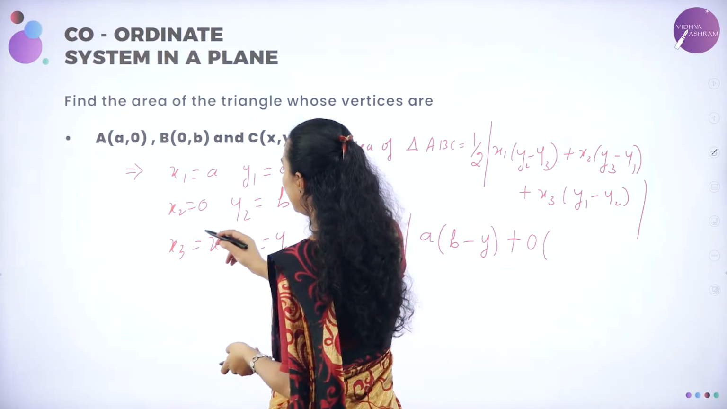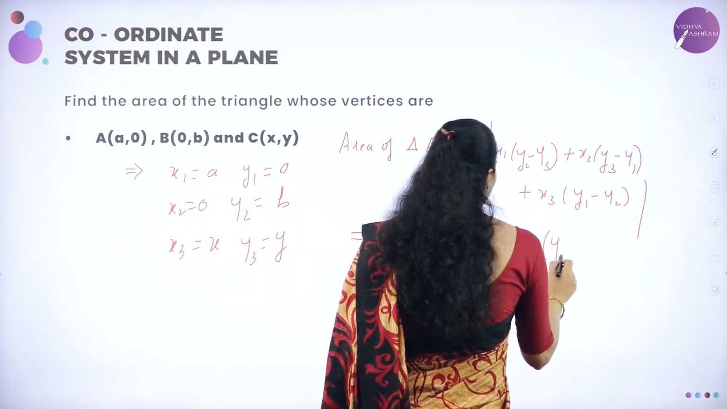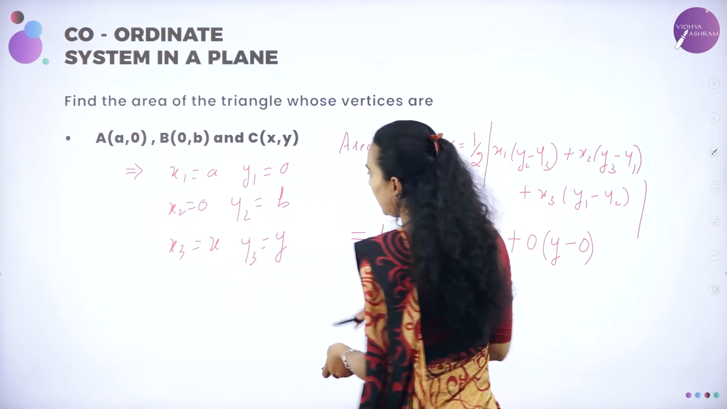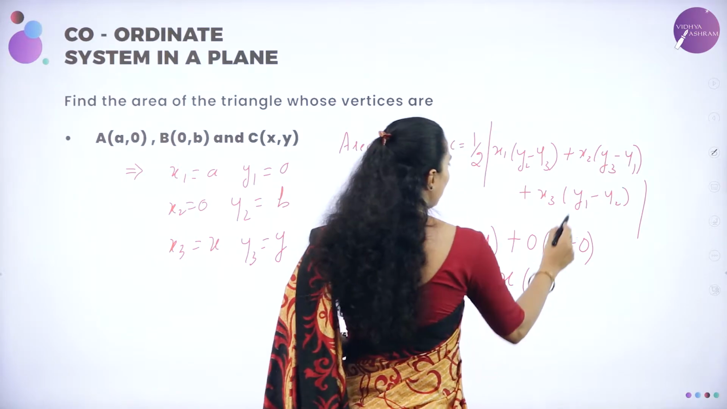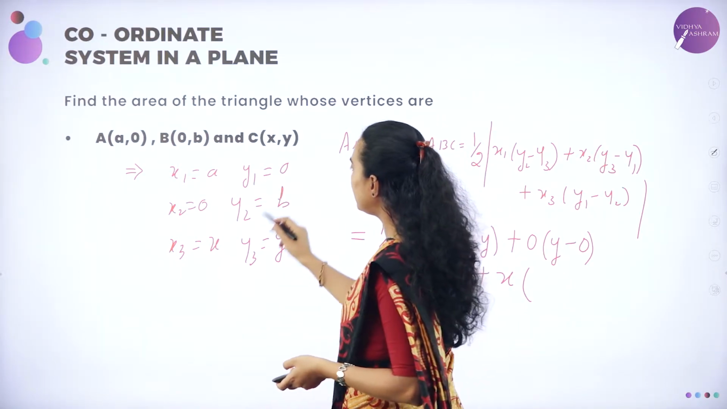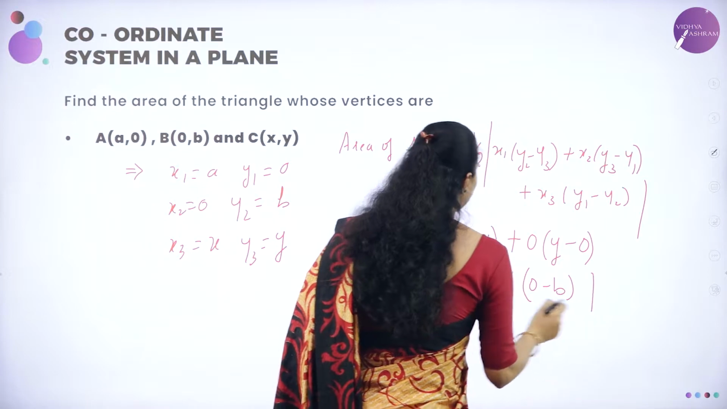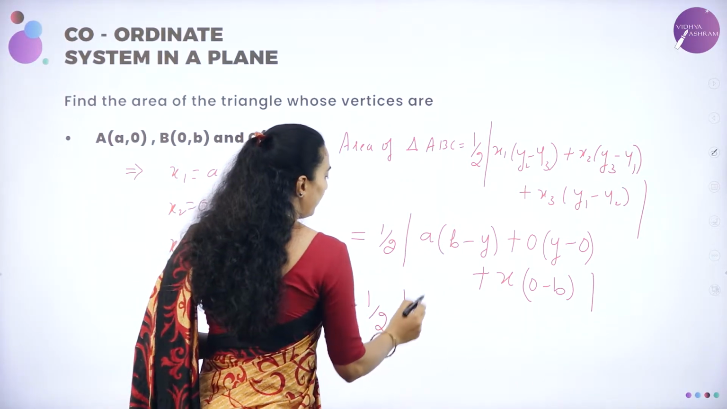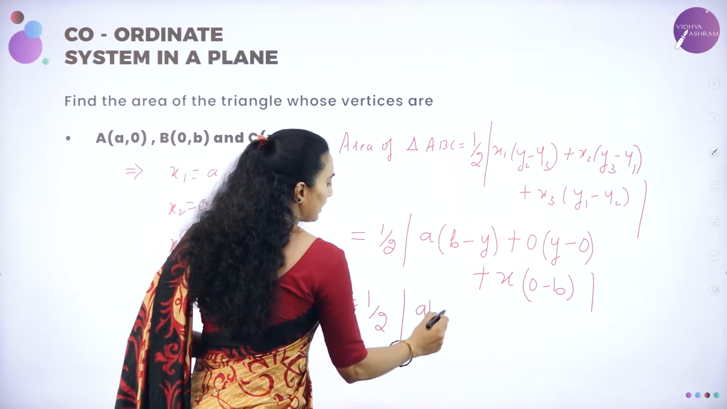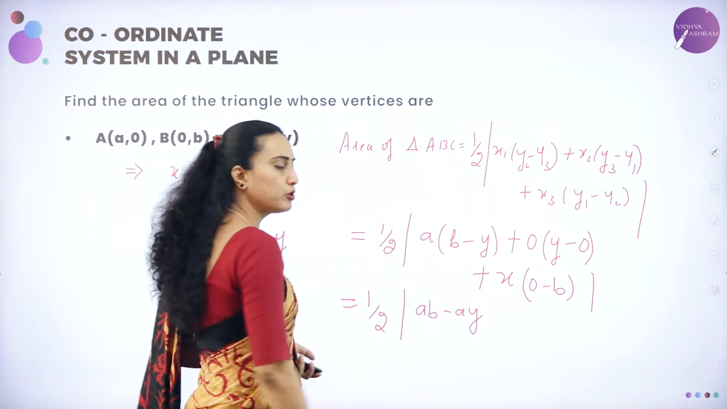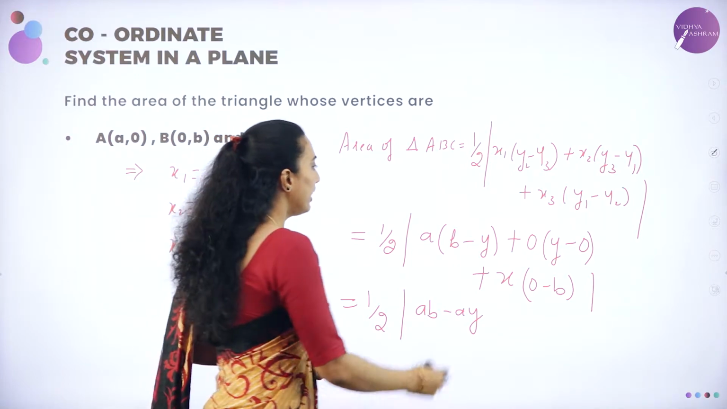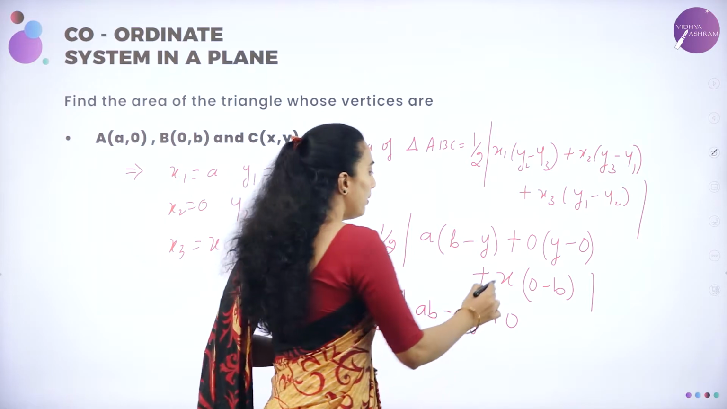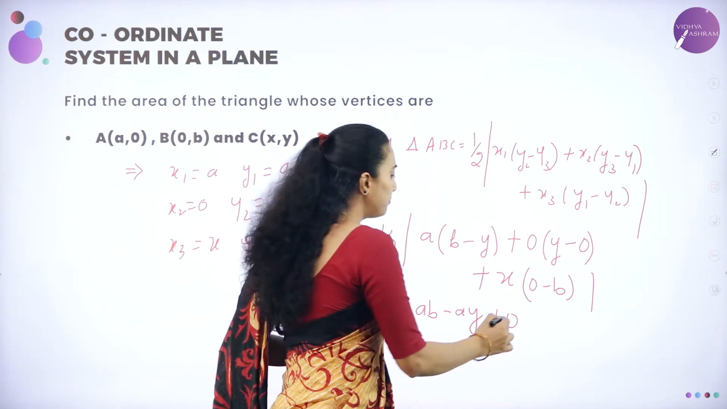Let me write down the inside values. y3 is y, minus y1 value is 0. Again you have plus x3. The x3 value is x into y1 minus y2. y1 minus y2 is 0 minus b. Correct? So this is further simplified as a into b is ab, a into minus y is minus ay, because plus into minus is minus. Next, 0 into anything will be 0, x into 0 will be 0, plus into minus is minus, minus bx.